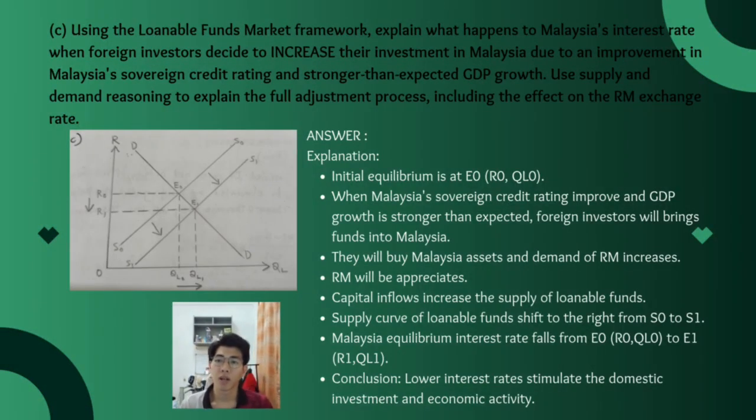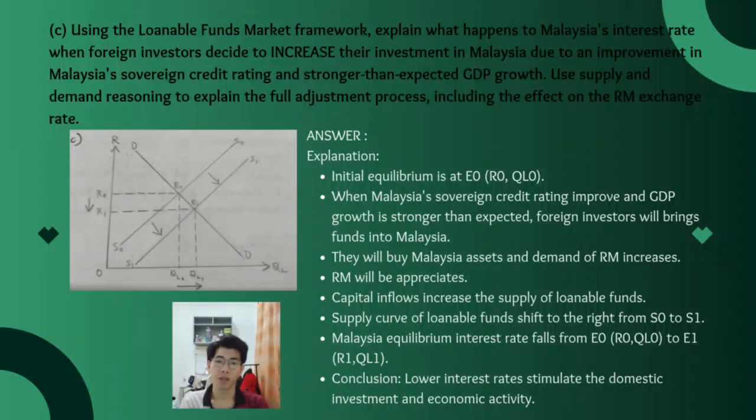C. Using the loanable fund market framework, explain what happened to the Malaysian interest rate when foreign investors decide to increase their investment in Malaysia due to an improvement in Malaysia's credit rating and stronger than expected GDP growth. Use supply and demand reasoning to explain the full adjustment process, including the effect on the RM exchange rate.